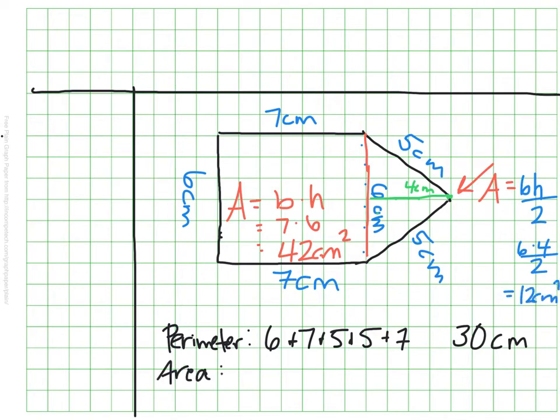And this got a little messier than I wanted to here, but the idea is then that I would take my 42 centimeters from my rectangle and add it to my 12 centimeters of my triangle so that I can find that my area is 52 centimeters squared.